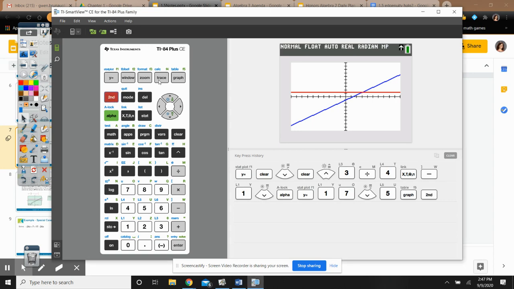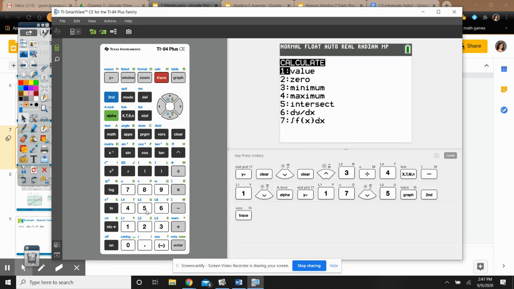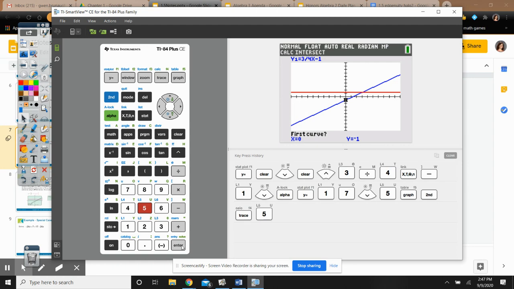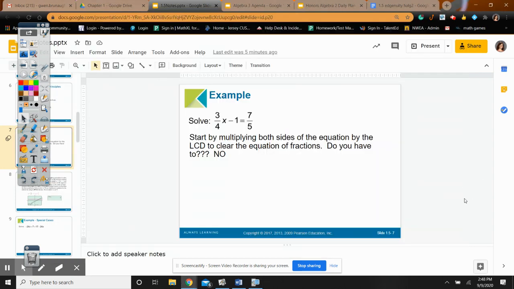If you go to second, calculate, and you pick intersect, and you try to find out where they cross, if you hit enter, it'll automatically jump to what they call the second curve, and you hit enter, and it wants us to guess. Where do you think they cross? Just move your cursor a little bit closer over here. And the answer is 7/5. That would be the value that makes them both true, which is what we got when we solved that problem. Oh, that's not what we got when we solved that problem.